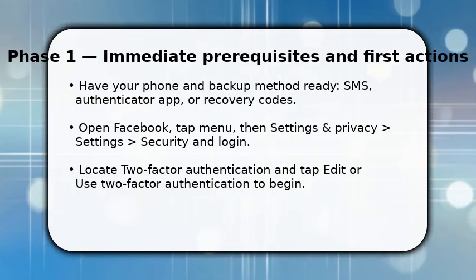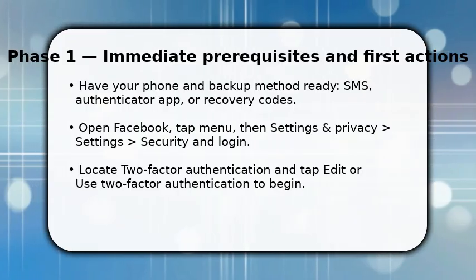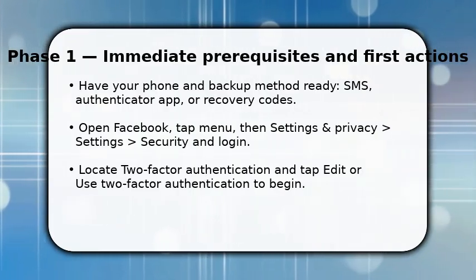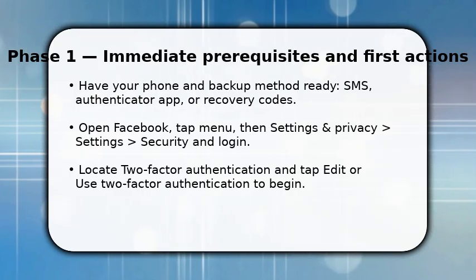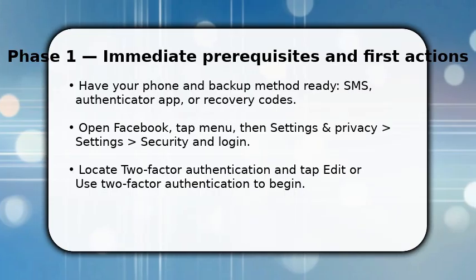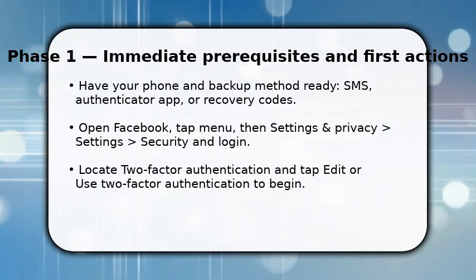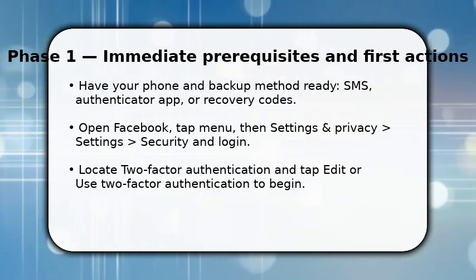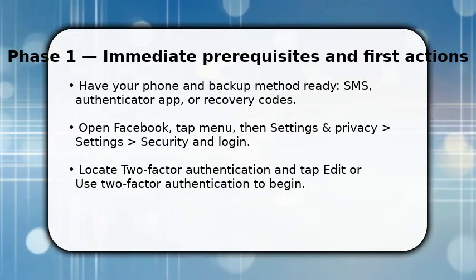You start by preparing your devices. Get your phone and a backup option like an Authenticator app or a recovery code printed out. Once ready, open Facebook, tap the menu, choose Settings and Privacy, and then Settings. Next, go to Security and Login. This is where two-factor settings live.